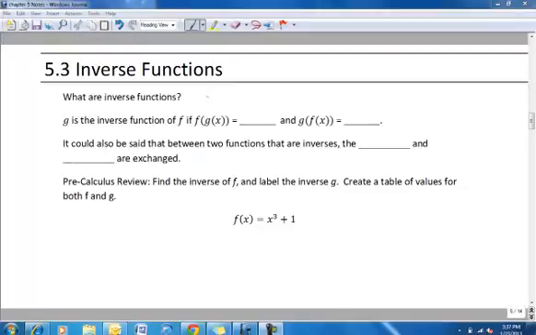All right, these notes and examples are for section 5.3 from your book. Perhaps interesting, this section basically only covers one topic for us. That's inverse functions.